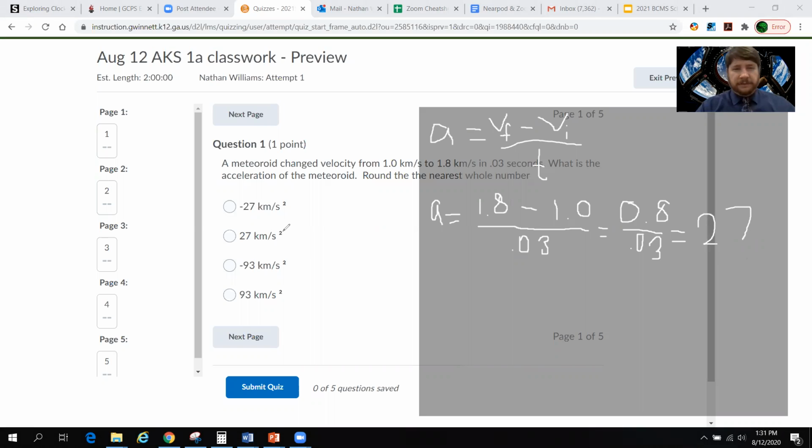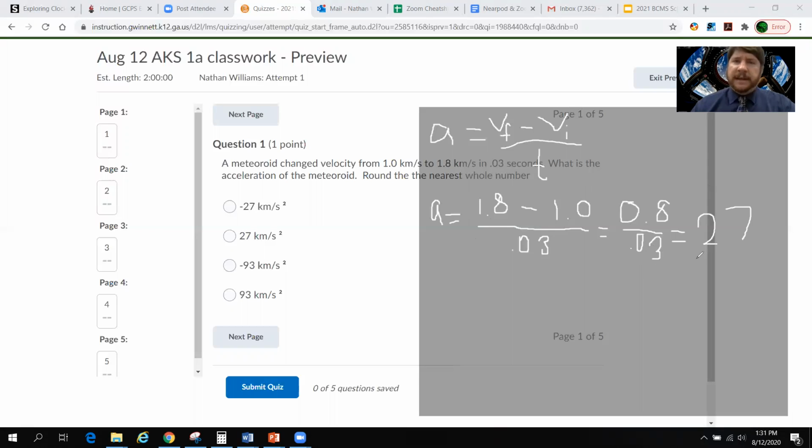So again, the reason why it's not negative 27 kilometers per second squared is because of which velocity was initial and which was final. If we actually reverse the initial and final velocities, let's say that the meteoroid was going 1.8 kilometers per second, and then it changed to 1.0 kilometers per second. Then the 1.0 would be the final, and it would come first in the formula, and the 1.8 would be the initial, and it would go last. And so we would end up doing 1.0 minus 1.8. And that would have given us a negative 0.8. And we'd still divide that by 0.03, and then we get negative 27.